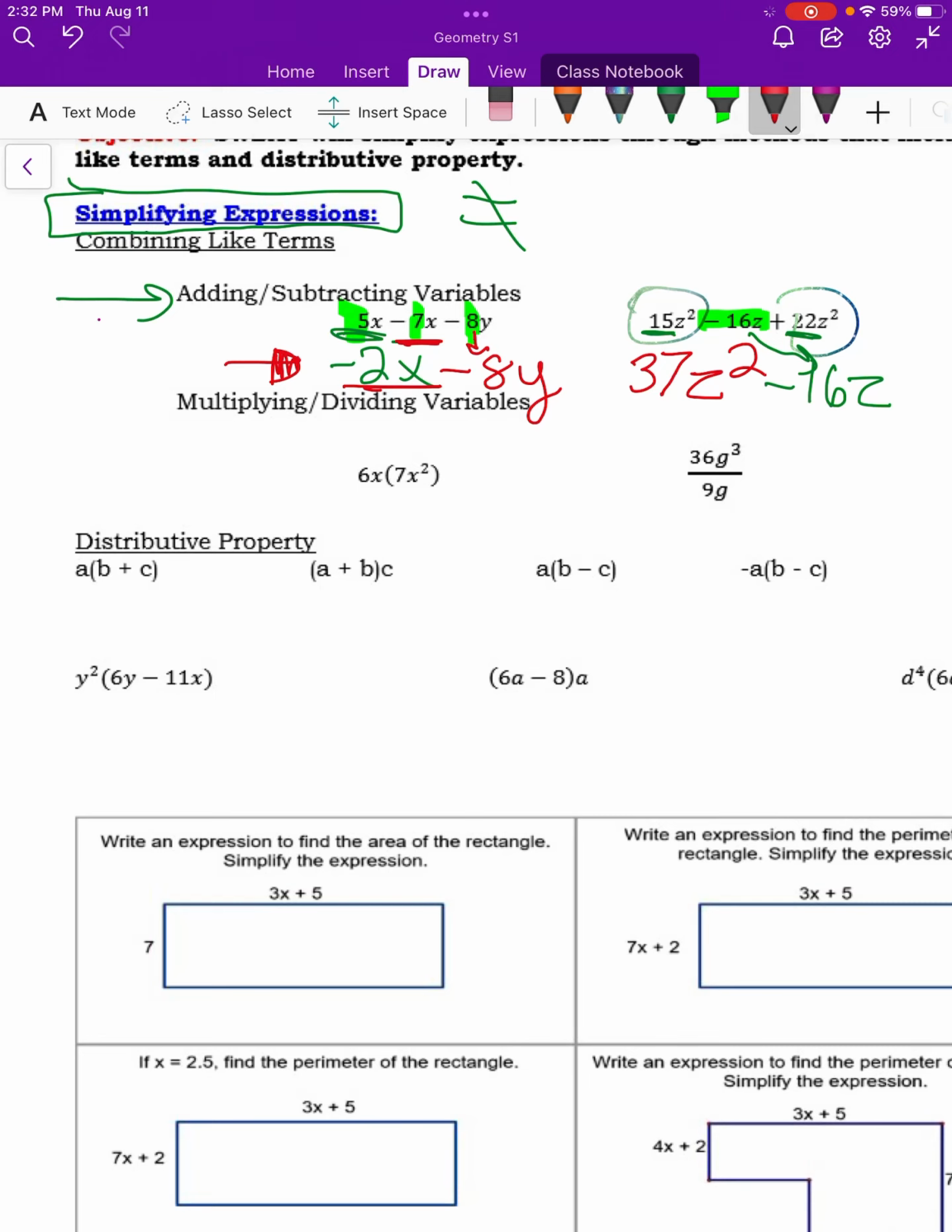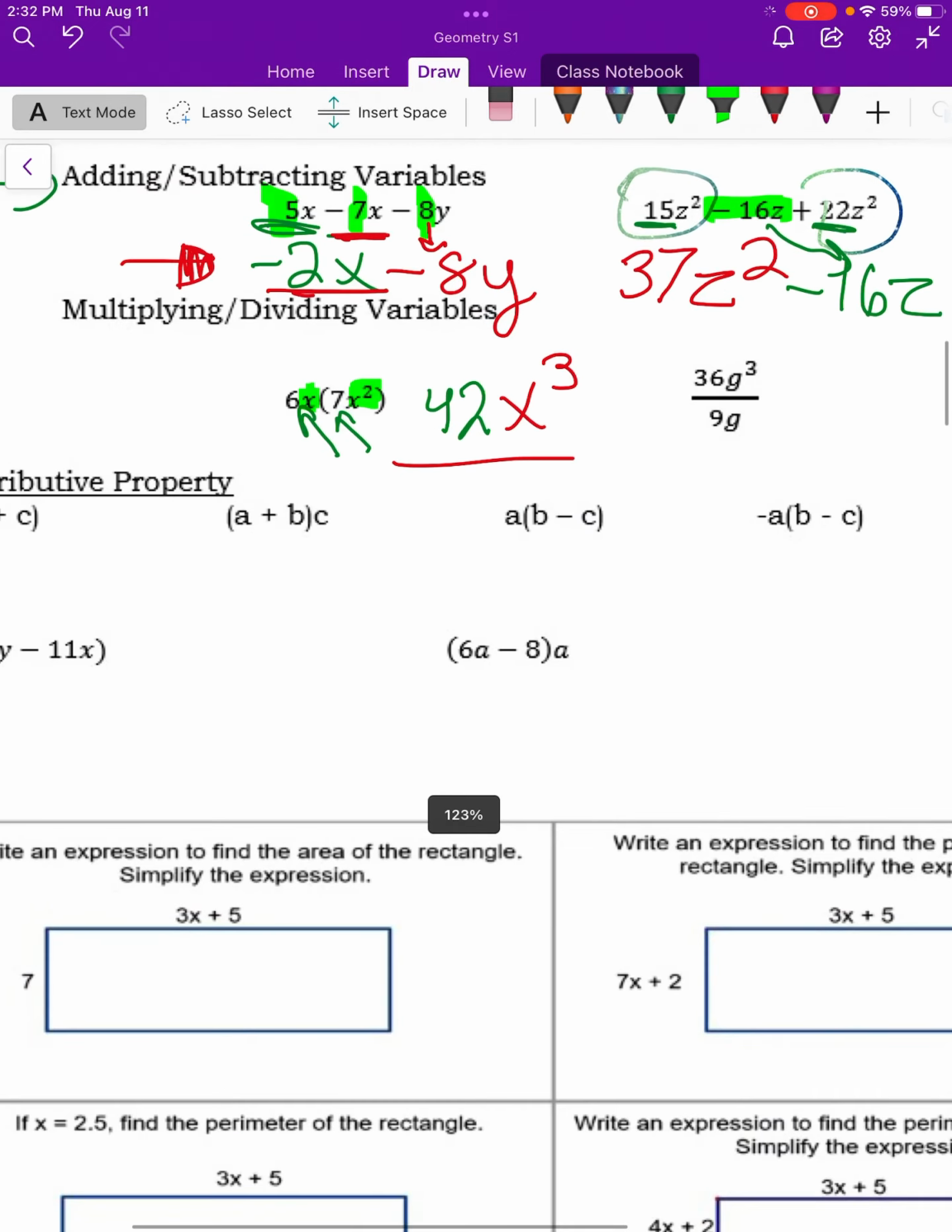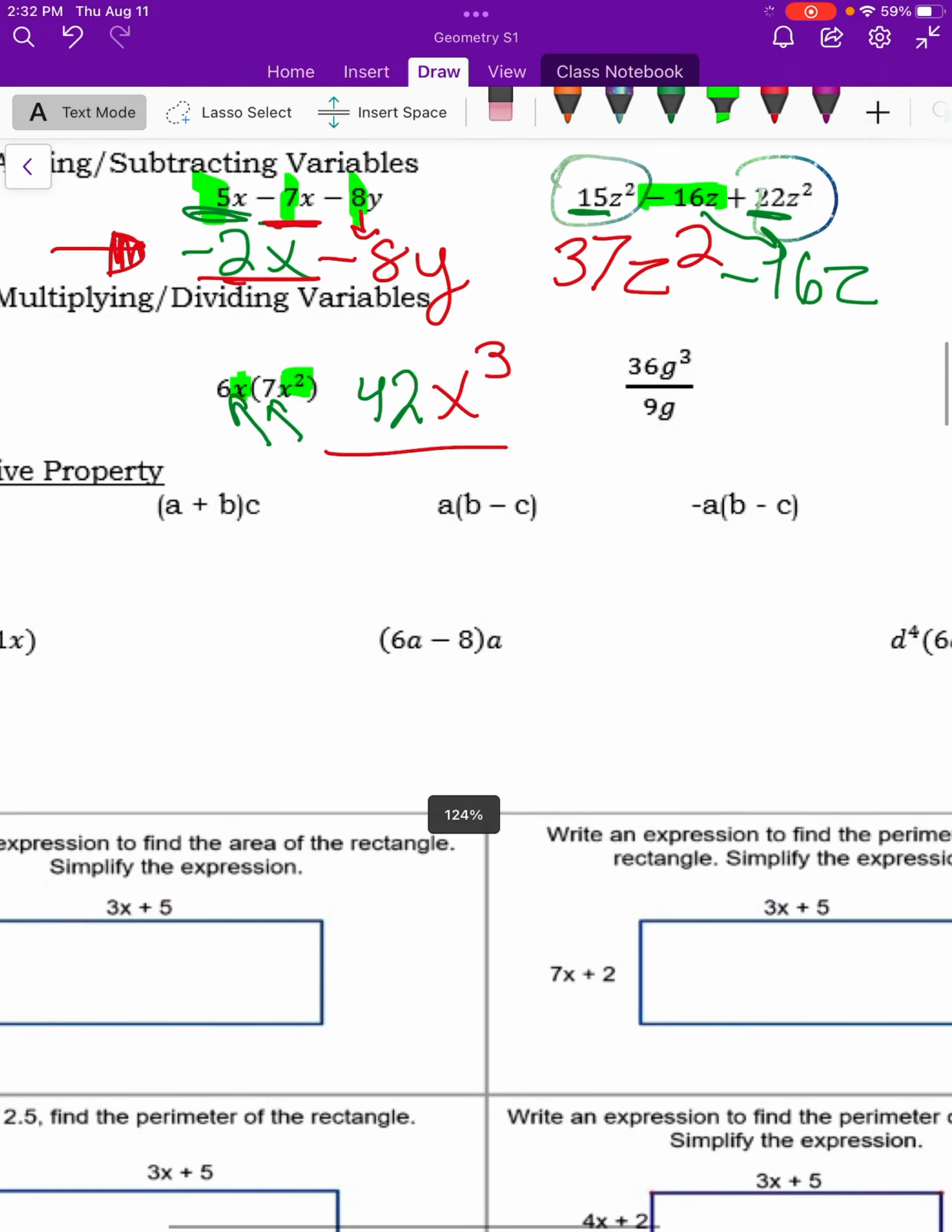All right, when it comes to multiplying and dividing, it's a little bit different. So what you're going to do is you're going to times the 6 and the 7 because they are both actual numbers. They're the coefficients, so that becomes 42. And now you attach the x's. So how many x's do I have total? I have 3. So your answer is 42x to the third, okay?